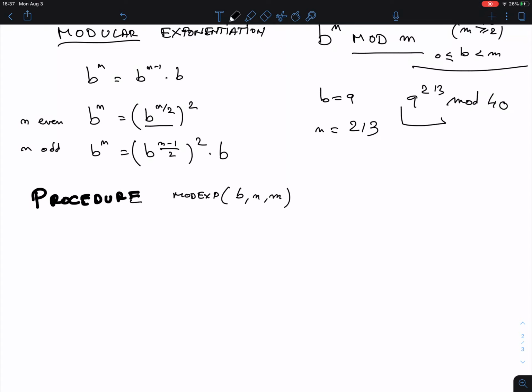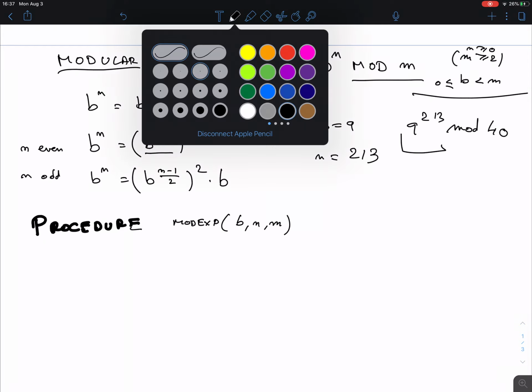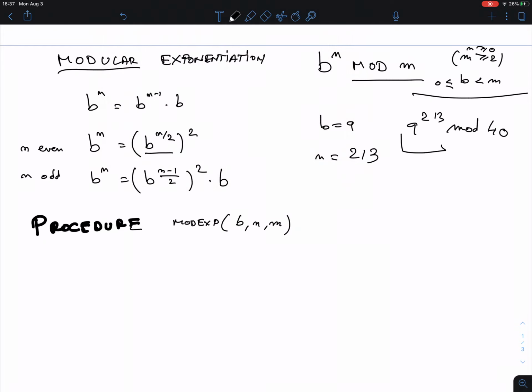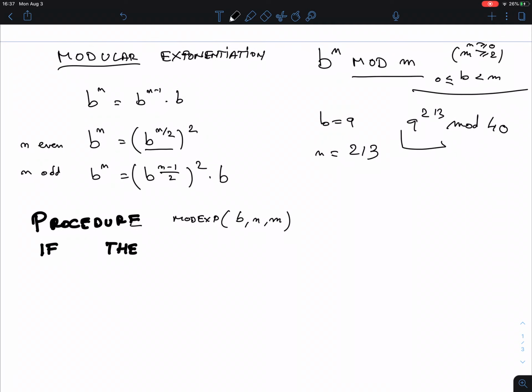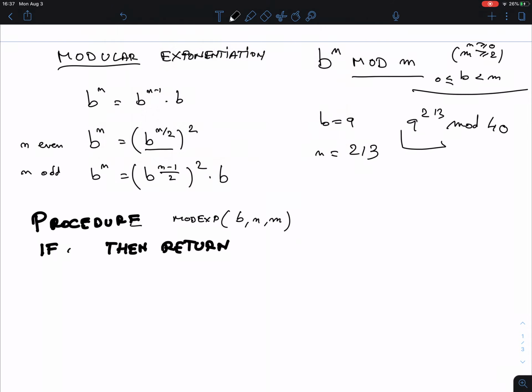Well, again, it has to start somewhere, and the easiest start is the smallest power, n is 0 here, right? Because b to the 0 is 1. So it doesn't even depend on b. We don't even have to think here. So if n is 0, then return 1. Okay. Else, that's where we're going to do our main work.